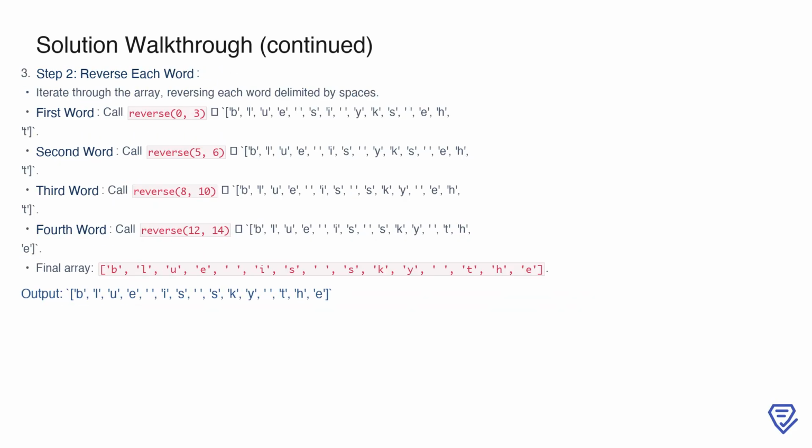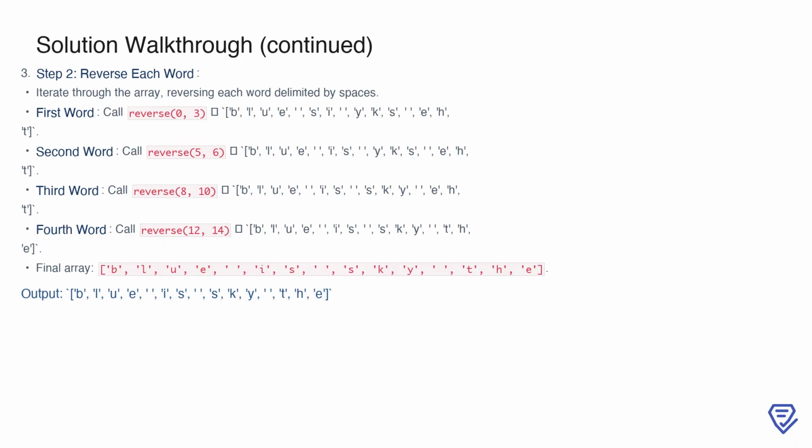After reversing the entire array, we proceed to reverse each word individually. To do this, we iterate through the array and reverse the characters within each word, delimited by spaces. First, we reverse the characters from index 0 to 3, which corresponds to the word blue. This updates the array to B, L, U, E, S, I, Y, K, S, E, H, T.